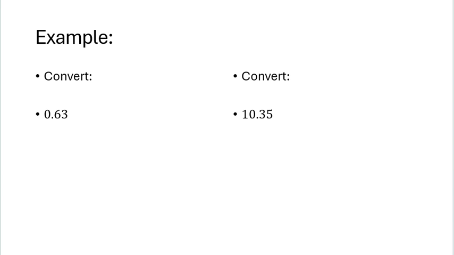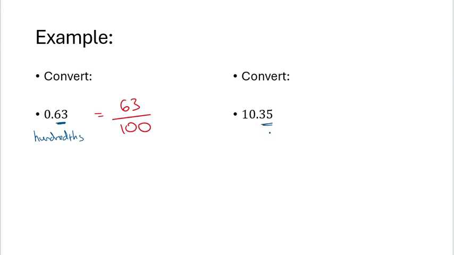So let's just go through this. 0.63. This is the hundredths. So now this just becomes 63 over 100. And then you just ask yourself whether you can simplify. So you can't, so you just leave it as it is.